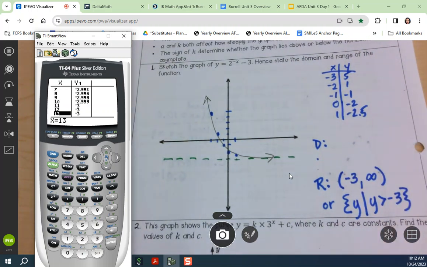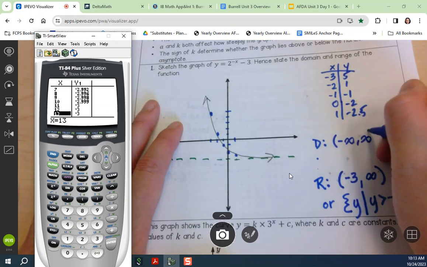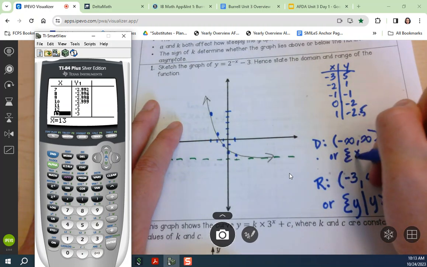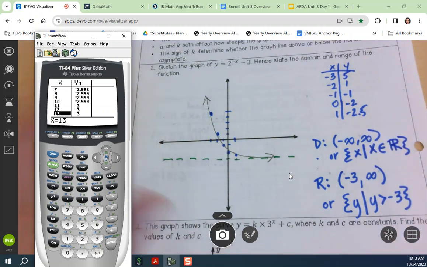How about the domain? What would the domain be? Yeah, -infinity to infinity. That's good. And then in set notation, all x such that x is an element of all real numbers. And this is fun to write. It's the R with the extra line, like that. That's not fun, that's different.